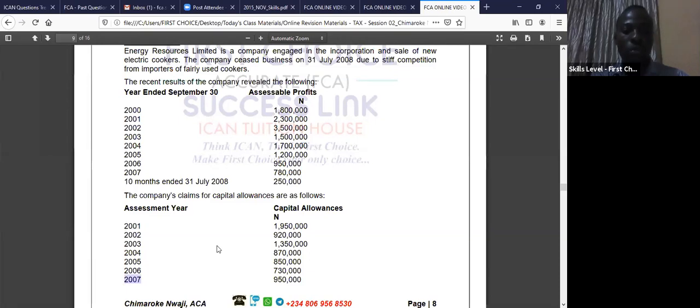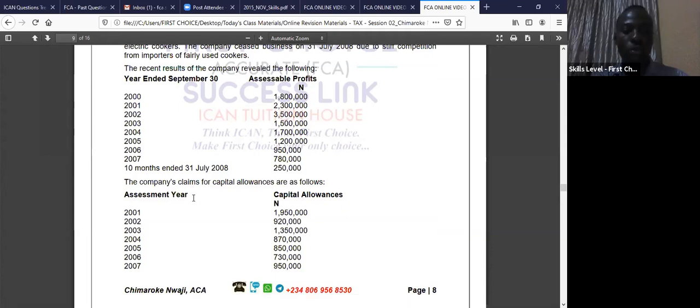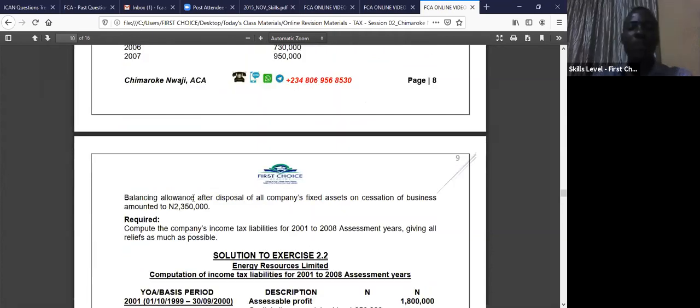Now they said that the balancing allowance, which is a form of capital allowance, arises after disposal of all the company's fixed assets. They found out that they didn't sell them according to the tax written down value, so they sold everything and made a loss. So this is the balancing allowance on cessation, amounting to this amount.